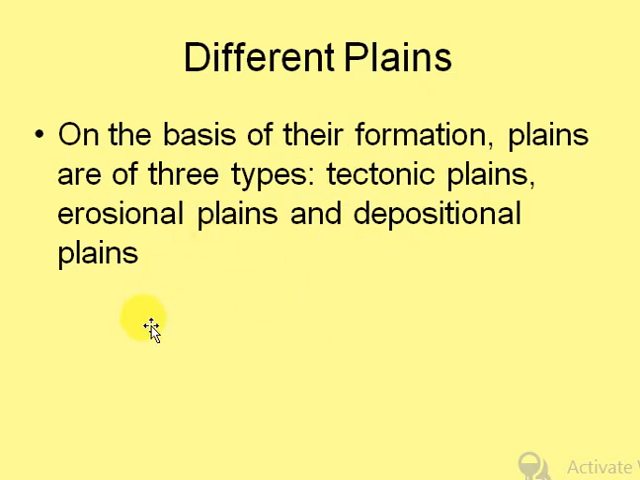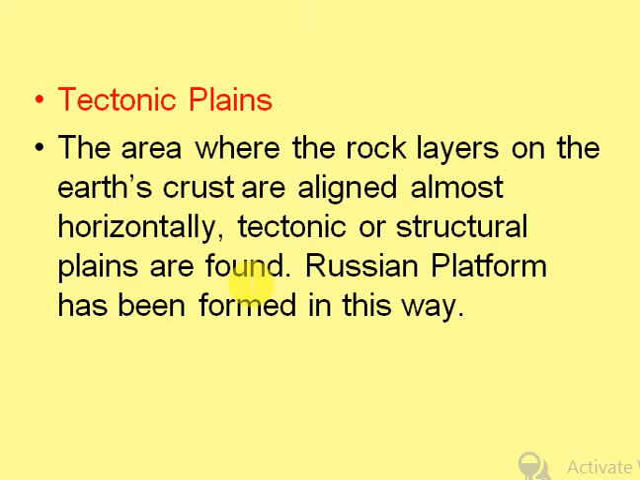Now you understand what plain areas are, how they have formed, and why these plain areas support large numbers of people, settlements, railway networks, dense networks, and good agriculture. All this you know. Now we will discuss the different types of plains, how they have developed and how they are formed. On the basis of their formation, plains are of three types: tectonic plains, erosional plains, and depositional plains. So one by one we will discuss these plains.